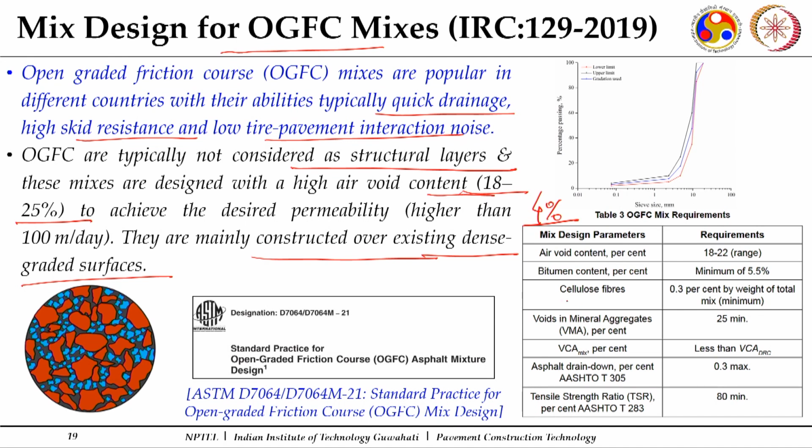So, here again the requirements are in terms of cellulose fiber, the binder content, the air void content as per IS 129 in the range of 18 to 20%, and 18 to 22 VMA. This is again the voids in coarse aggregate in the mix, which has to be less than that, so as to ensure a good stone to stone contact.